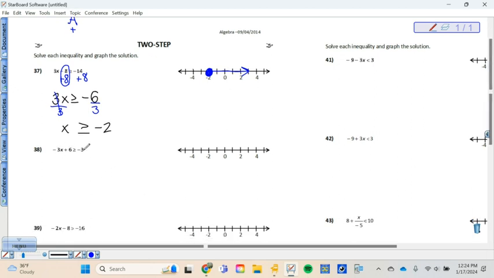What operations do you see? Very good. Addition and multiplication. We have to undo the addition first. How do we undo addition? Subtraction, right? So what am I going to subtract from both sides? Very good. 6, right? These 6's cancel. I've got negative 3x, right? I haven't divided or multiplied by a negative number, so I keep the inequality as it is, greater than or equal to. And then what's negative 3 minus 6?